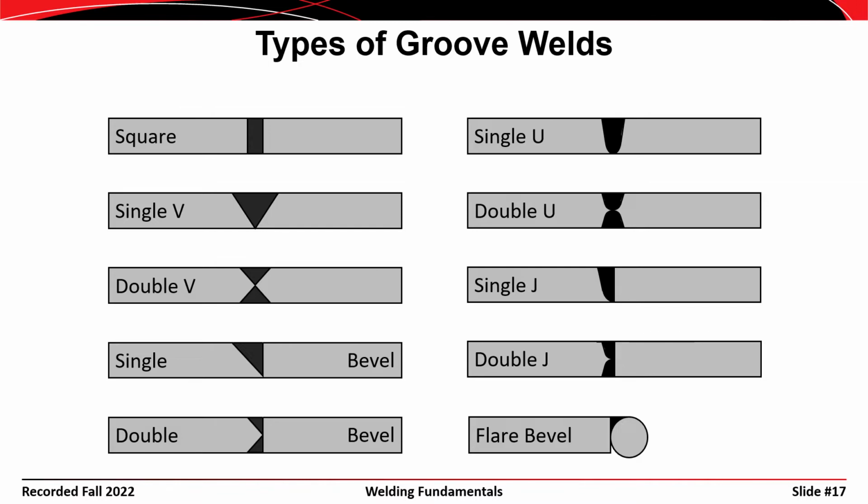So at the lower right, you can see a flare bevel type of groove weld, and that's a special case where you have a rounded edge joined with a flat edge, or in some cases a rounded edge joined with another rounded edge.